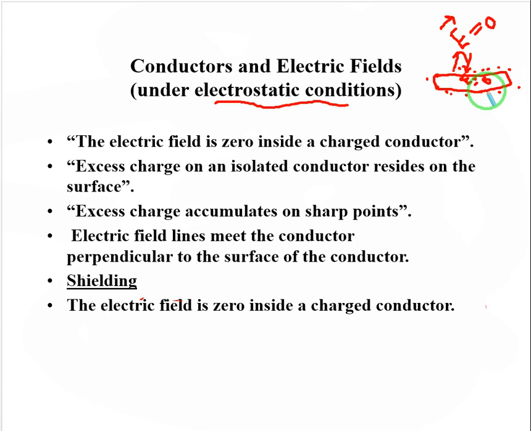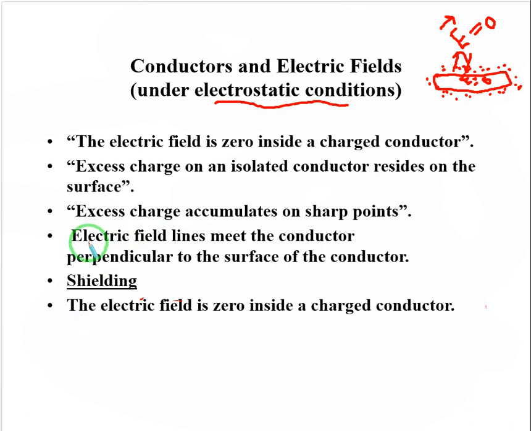Okay, the second point is that excess charge on an isolated conductor resides on the surface. As I told you, excess charge will reside on the surface of a conductor. The third point is that excess charge accumulates on a sharp point.